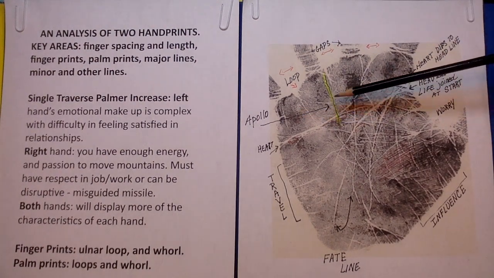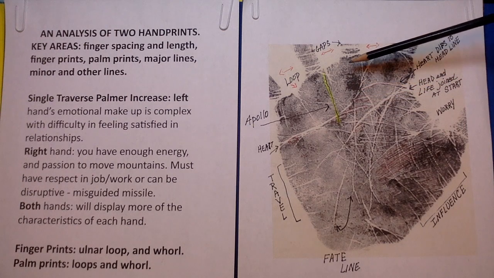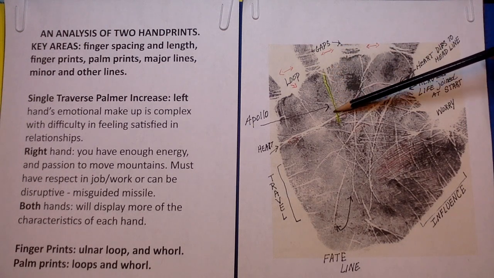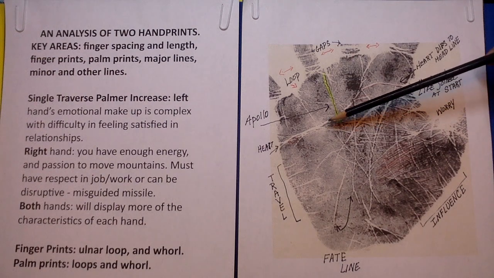We'll take Apollo next. Now we covered that considerably, and it's below the ring finger and it goes down past the heart. This is someone who has achieved success.